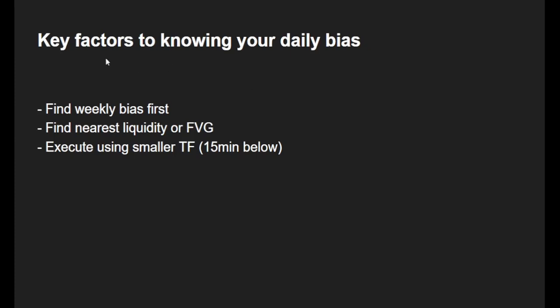So there are three necessary key factors to knowing your daily bias. Number one, we have the weekly bias. In order for you to get your daily bias, you first have to find the weekly bias. I'm going to be explaining this later in the video. Number two, we have liquidity or fair value gap. You have to find the nearest liquidity or the nearest fair value gap in the market. Now number three, you have to execute trades using smaller time frames. The smaller time frames could be 15 minutes, it could be 5 minutes, it could be 1 minute, but it has to be below the 15 minutes time frame.